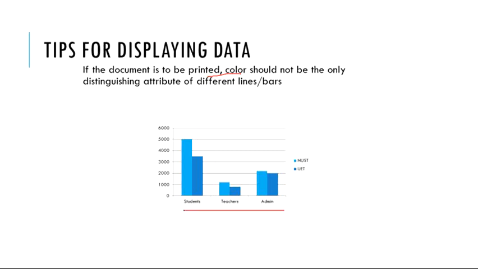Okay? So if you've got something like this, if I print it, it would look exactly the same. So maybe I can have different lines in one of these and different shapes in the other one, and then I'll be able to differentiate between them even when they are in the print medium.